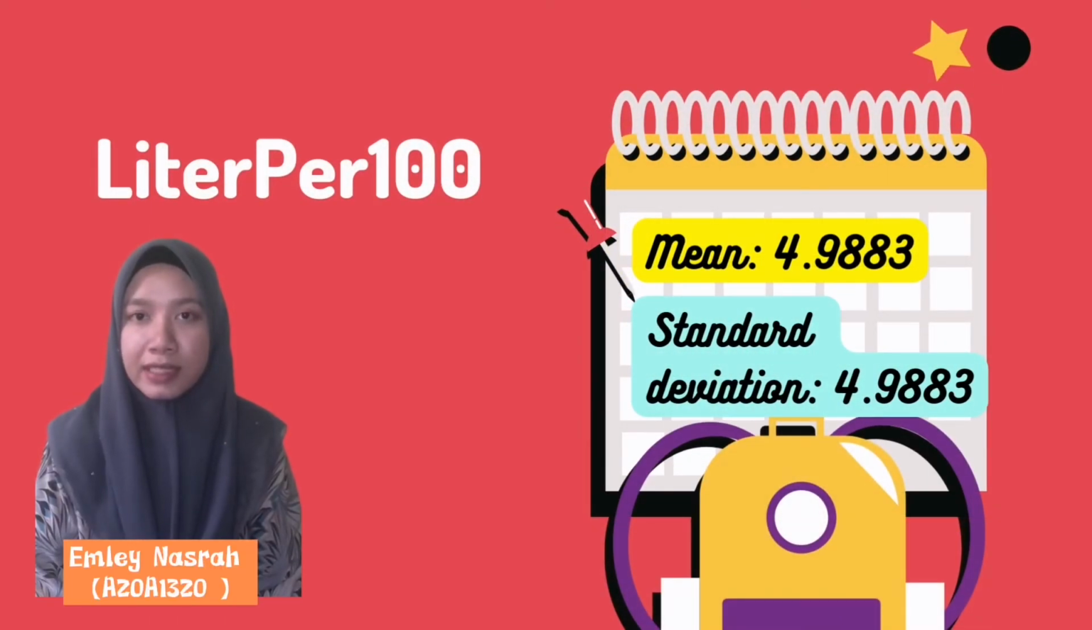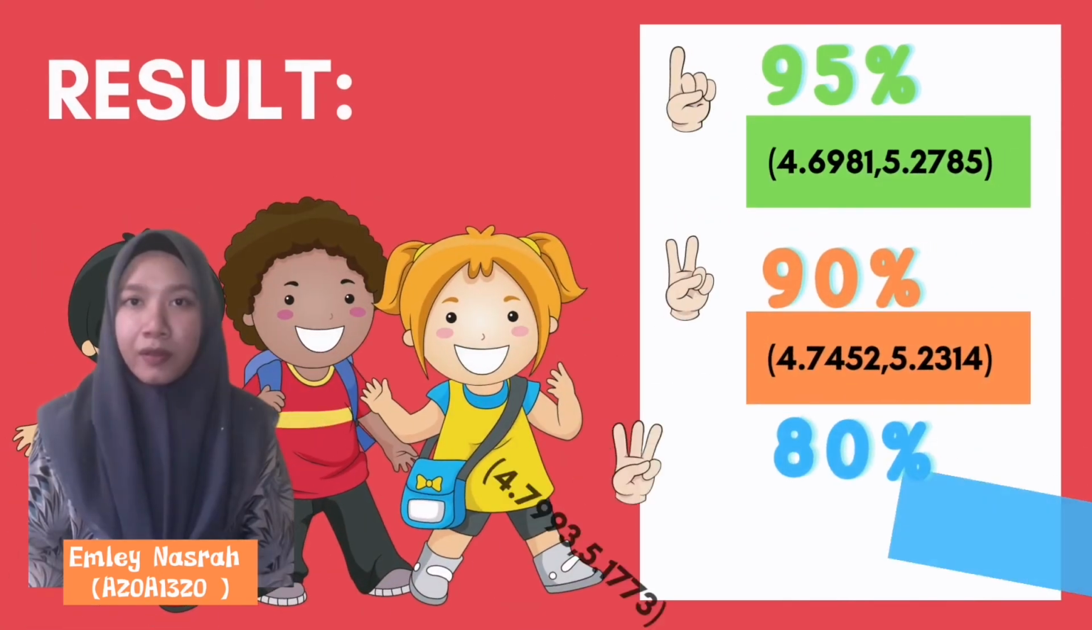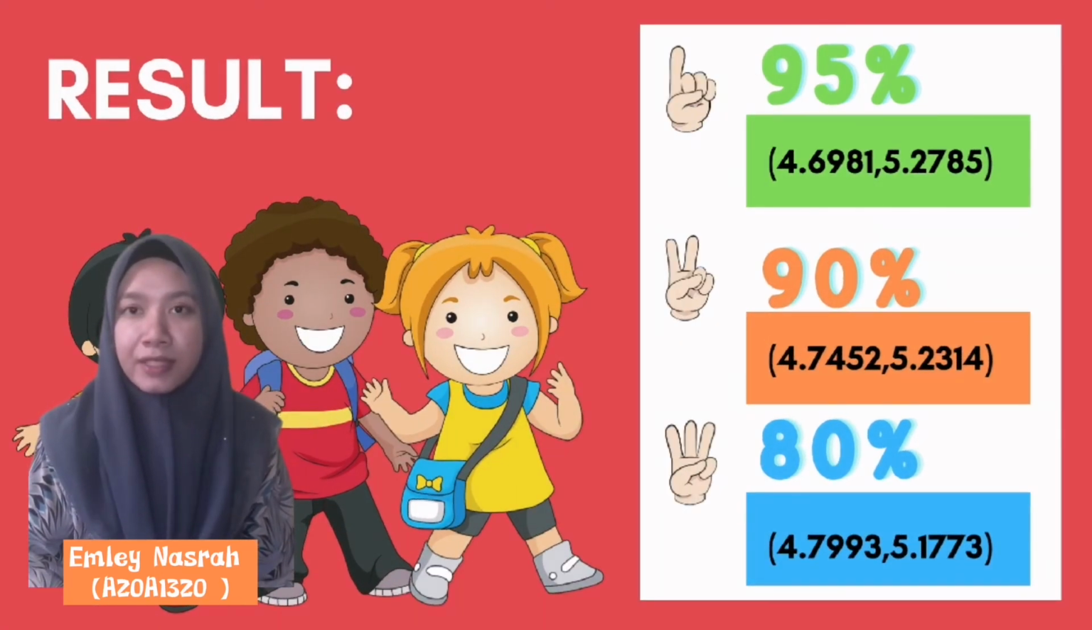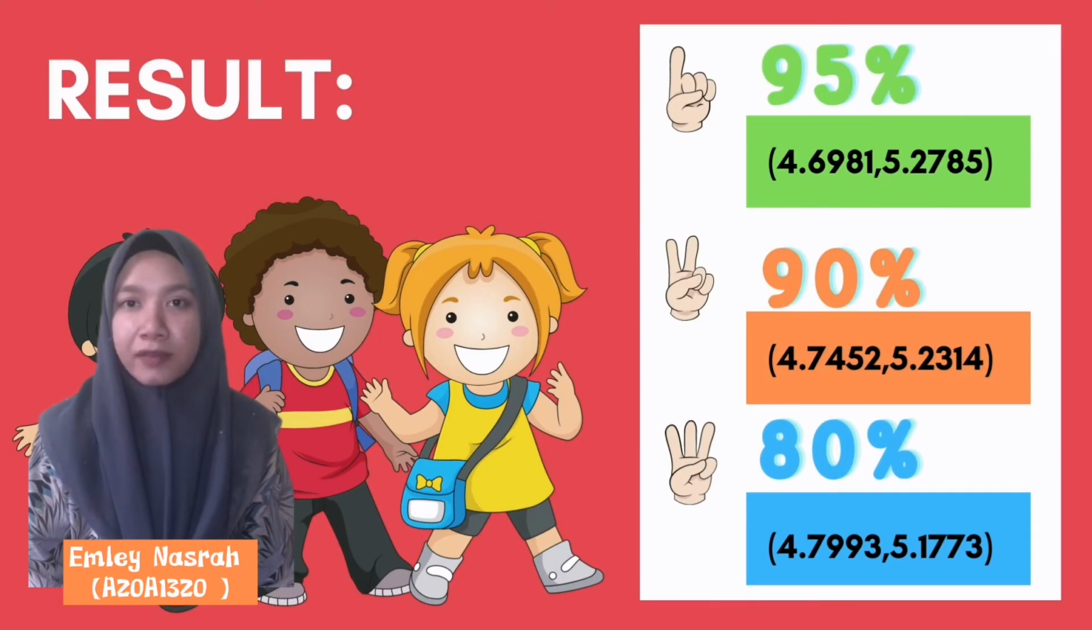Our first variable is liter per 100. We use 4.9883 for our mean and 1.79891 for standard deviation. For 95% confidence interval, the result is 4.6981 and 5.2785. Then, for 90% confidence interval, the result is 4.7452 and 5.2314. Lastly, for 80% confidence interval, the result is 4.7993 and 5.1773.